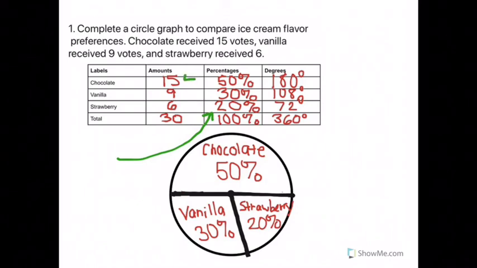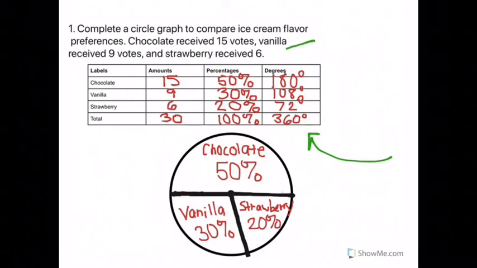We took 15, divided it by the total, which was 30, to get 0.5, which is 50%. To get the 30%, take the 9, divide it by 30. You will get 0.3 or 30%. And to get that 20%, take the 6, divide it by the total, which was 30, and it'll give you 0.2 or 20%.